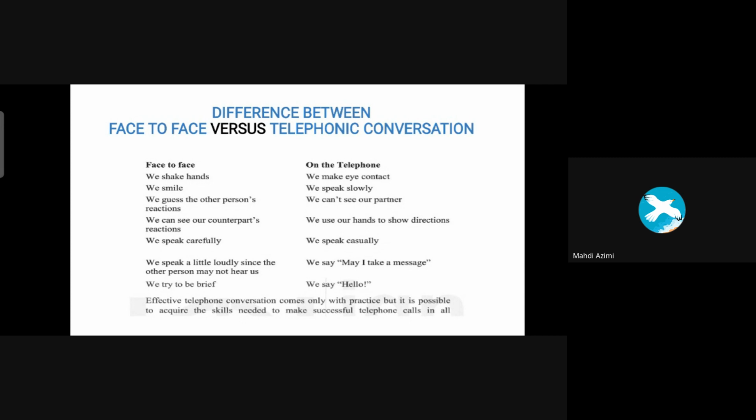In face-to-face conversation, we shake hands, but on the telephone, we make contact. In face-to-face conversation, we smile. And in telephonic conversation, we speak slowly. In face-to-face conversation, we know the other person's reaction. But in telephonic conversation, we do not know whom we are talking to because we haven't seen the face of that partner, and then we are having a conversation.